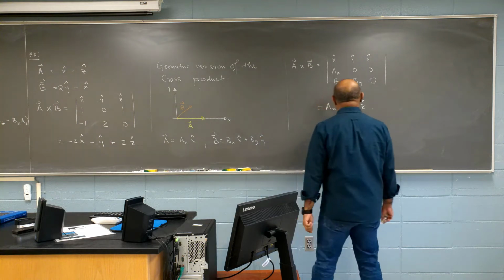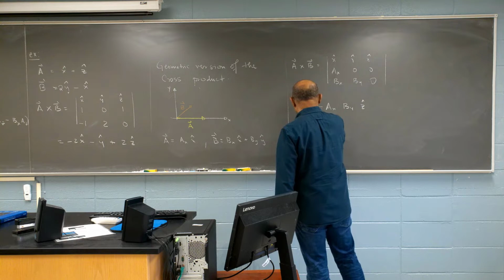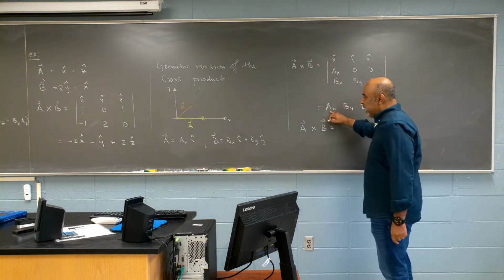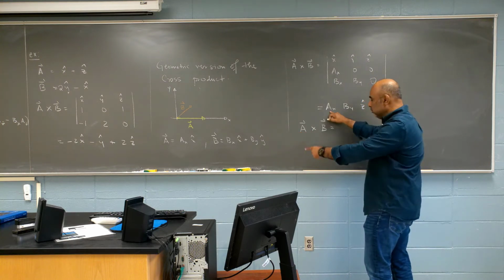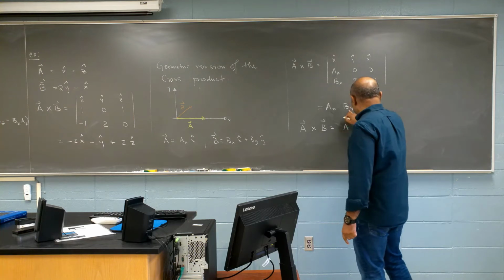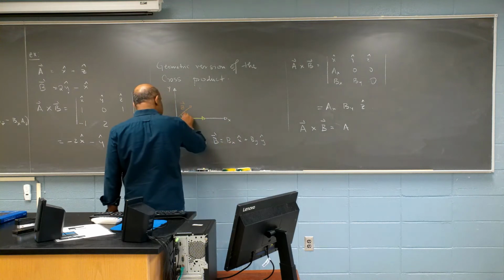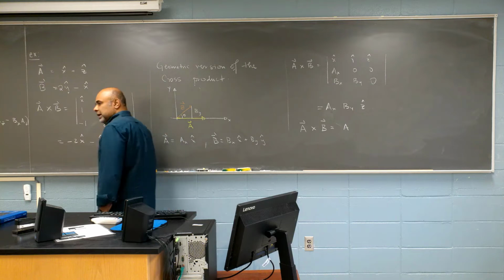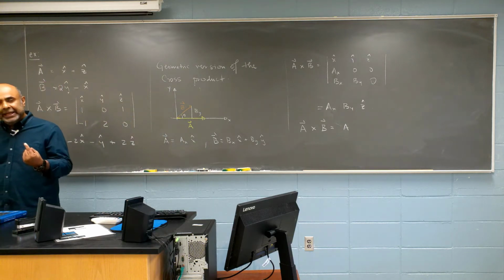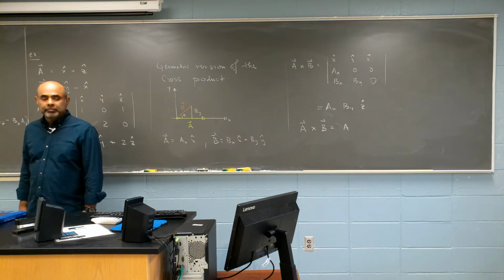Now, I can write this differently. I can write this as A cross B. What is AX? Isn't that the magnitude of A? Yeah. What is BY? B in the direction of y. Can you tell me BY in terms of the magnitude of B? B sine theta.